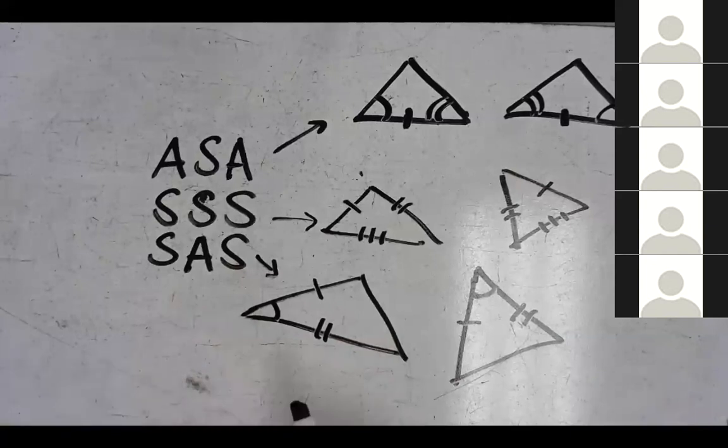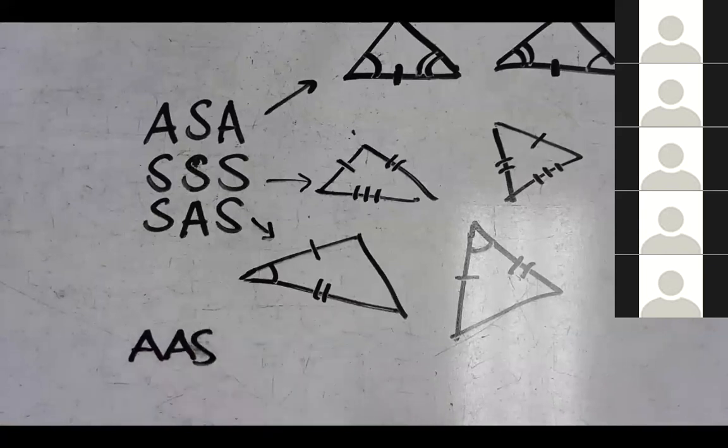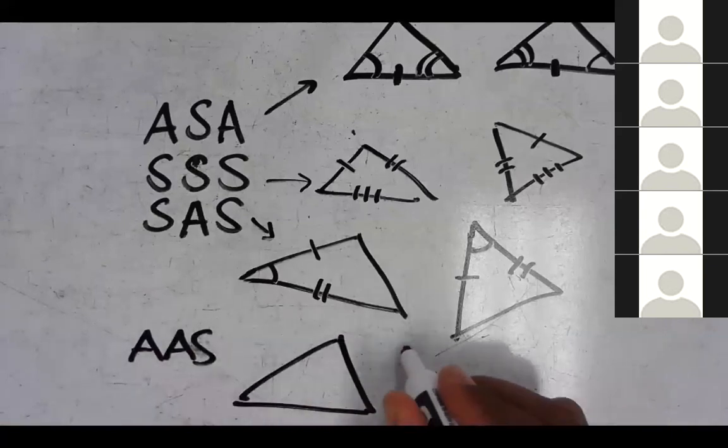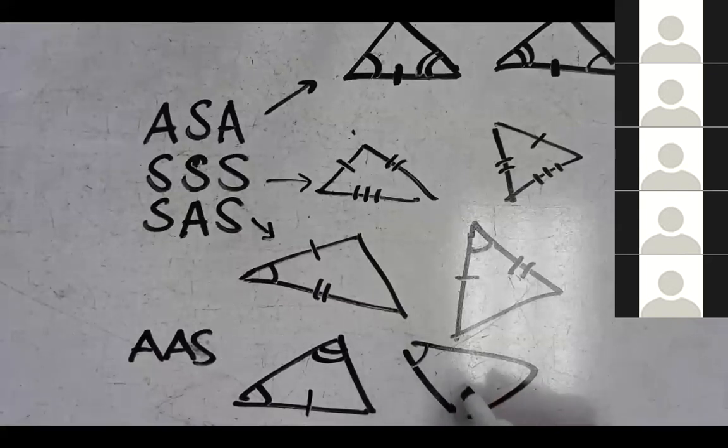So the new one that you guys are going to see this week is AAS, angle angle side, which would be something like this. You're going to have two angles, and then right after that angle, you'll have a side. And what's important here is notice how that side is right next to the angle with one line.